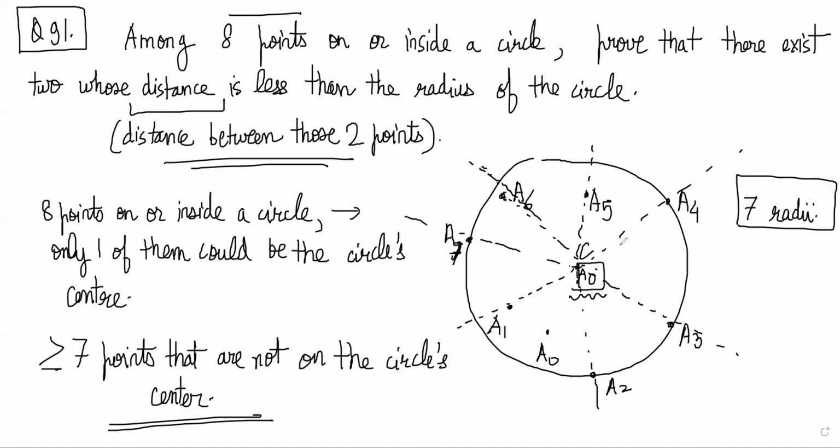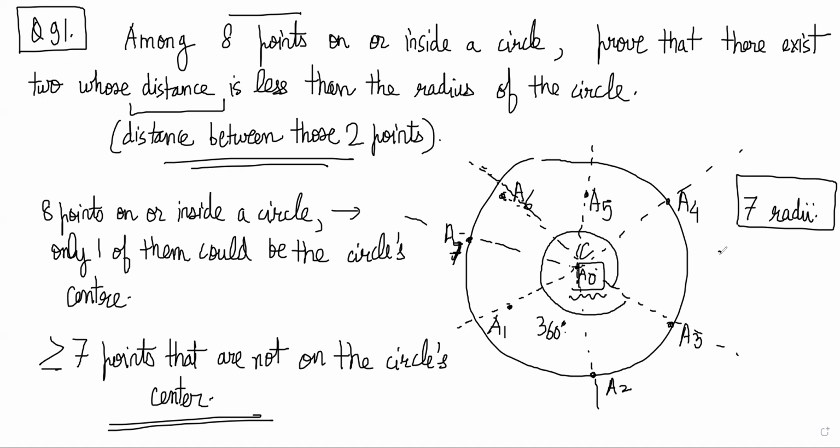So we'll right now work with the case that there are 7 radii that are determined by the point from the center, joining the segments between A0, A1, A0, A2, and so on, right? And since there are 7 radii and the sum of all the angles around here is 360 degrees, we know that at least one of the angles between is less than 60 degrees.